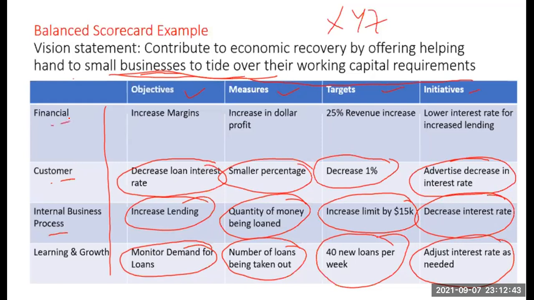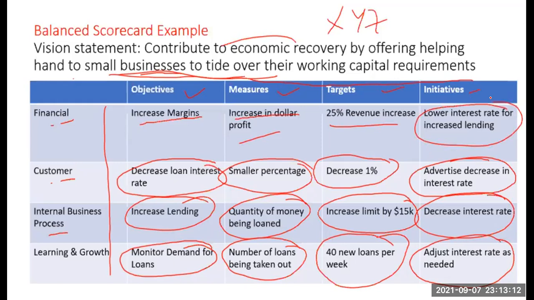So in terms of financial, to meet this destination statement, our objective is to increase margins. So how do we measure that we have increased margins? Increase in dollar profit. And what is the target? 25% increase in revenue, right? How do we make that happen? So we lower the interest rate so that lending can be increased.